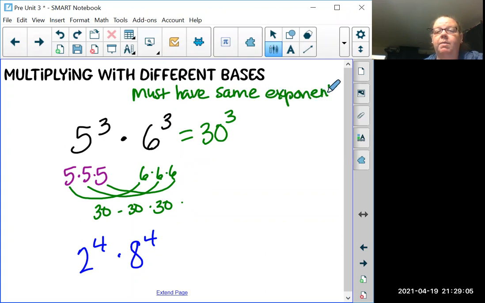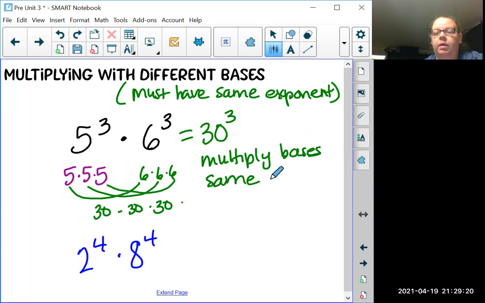So as long as they have the same exponent, then you just multiply the bases. So we multiply 5 times 6. That's how we got the 30. And then we just leave the exponent. So multiply bases, same exponent. All right, so this time we're not doing anything to the exponent, we're only doing to the bases, and that's only if they have different bases.